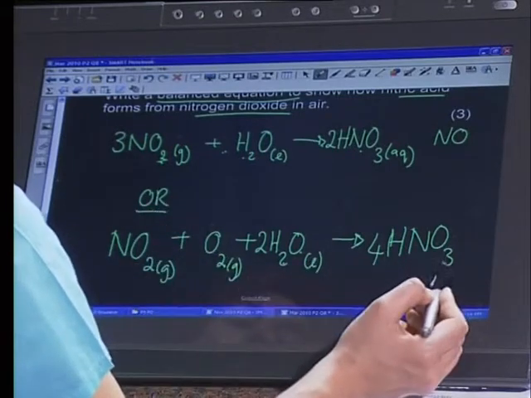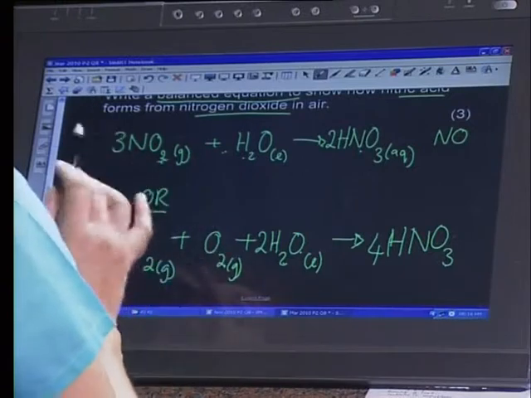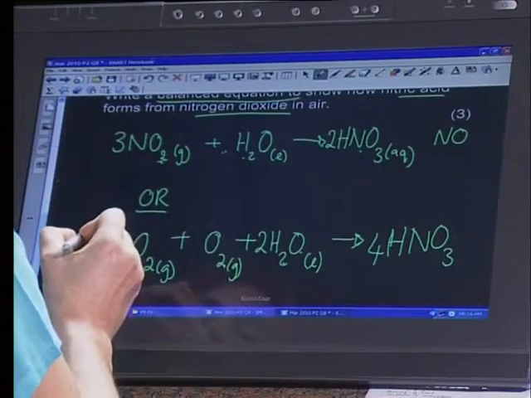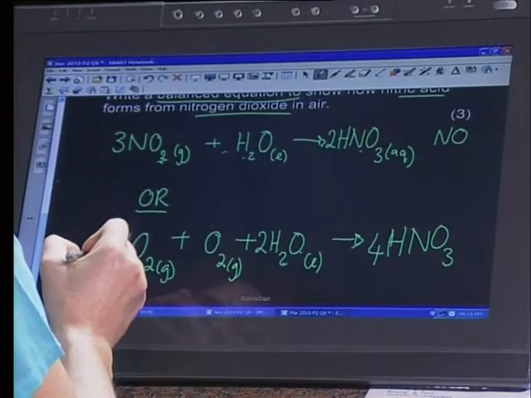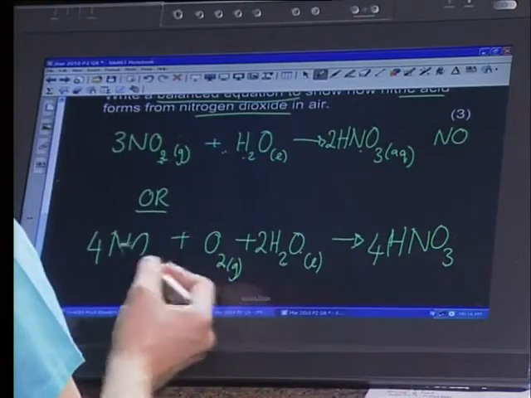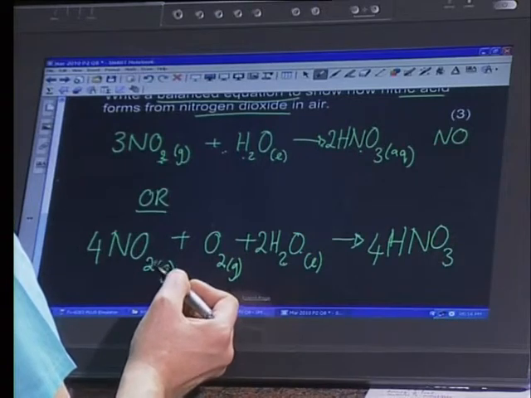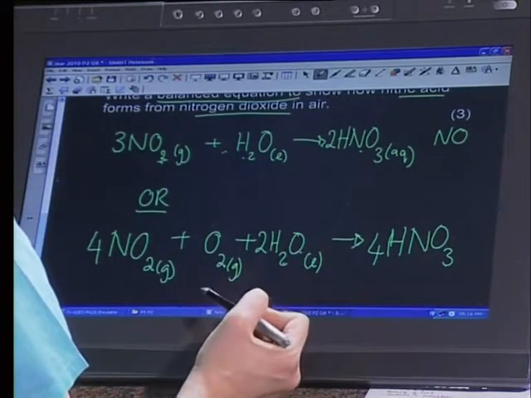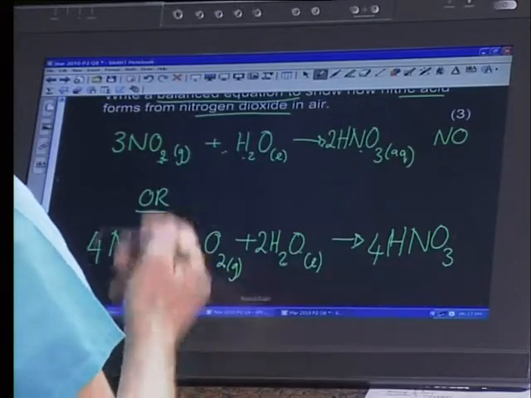4 times 3 is 12. So I need to double something over here. I need to increase a value. And if I bring in a 4 over here, it balances my nitrogens. And at the same time, I now have 8 oxygens, plus 2 is 10. Plus another 2 that I have over there is 12. And 4 times 3 is 12. So I can see that I've balanced my equation over there.